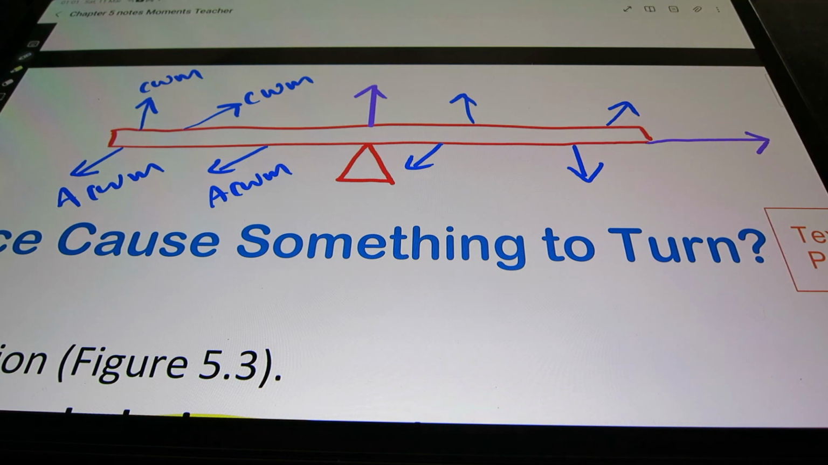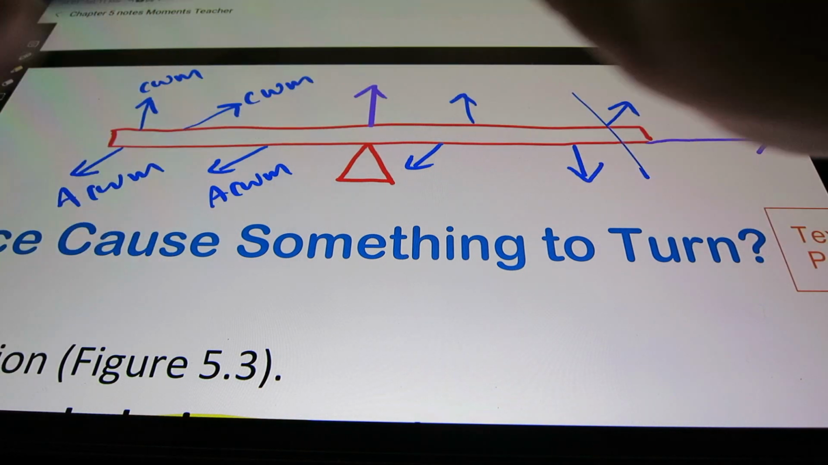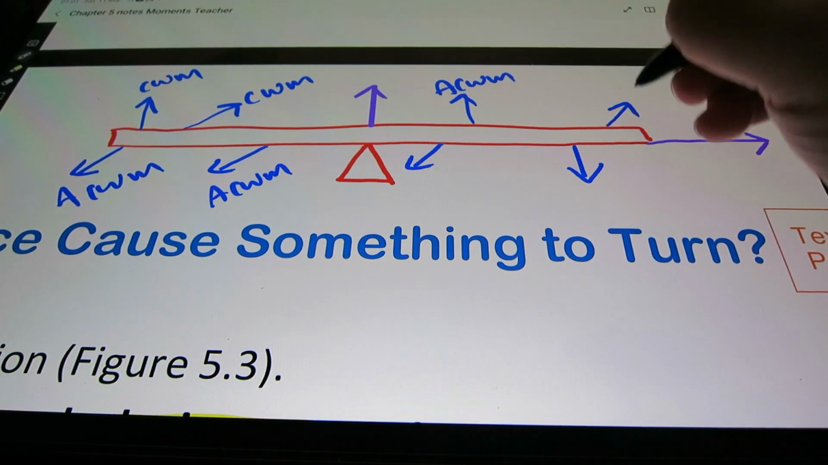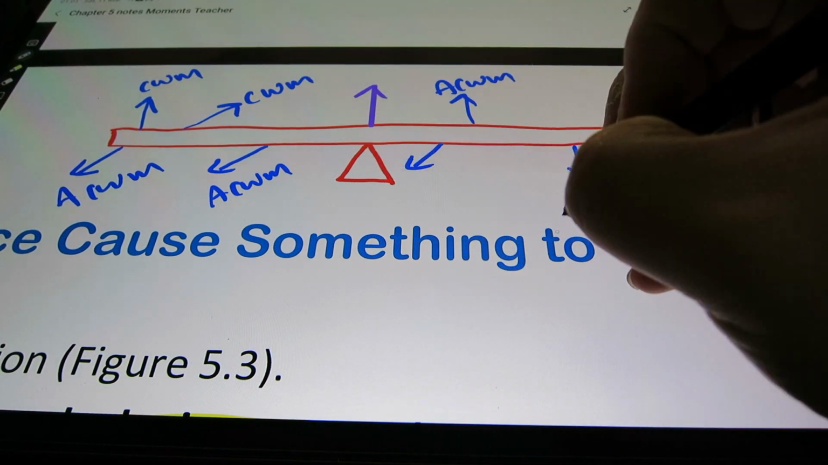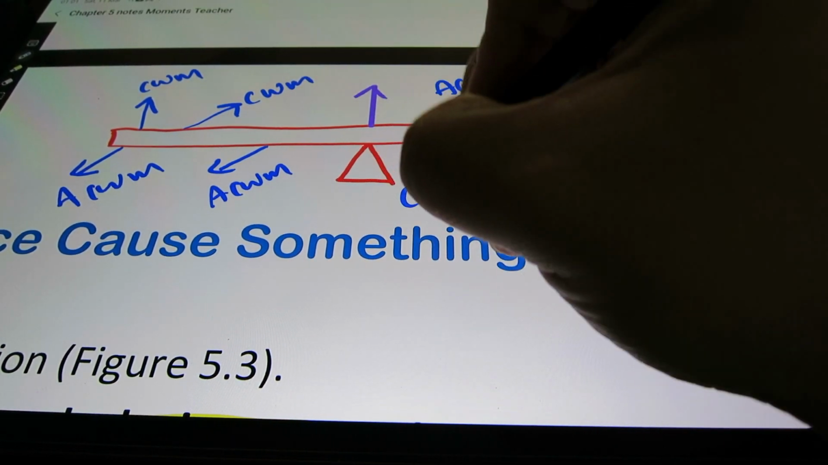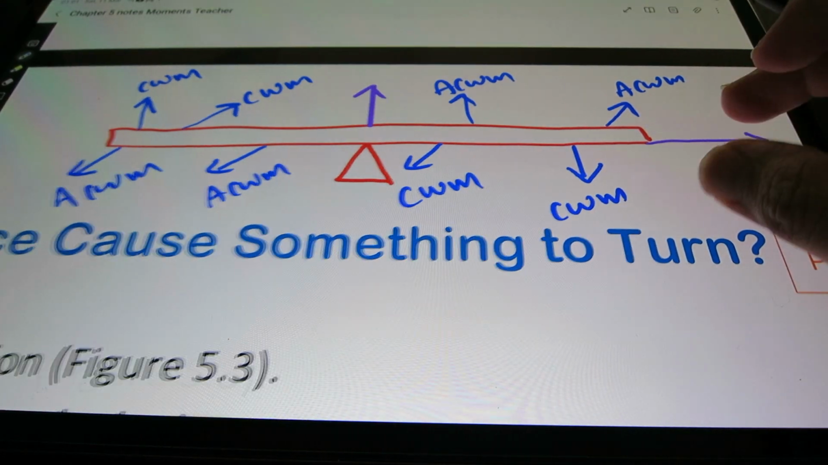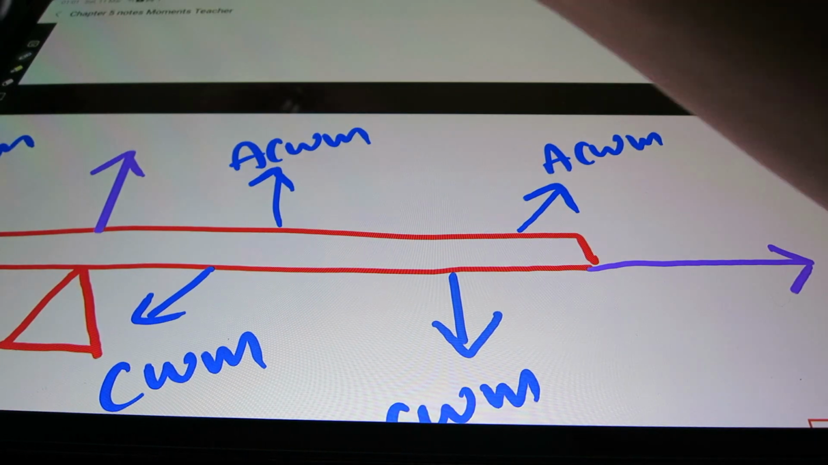Over here, if I pull it up, the seesaw will turn this way. Turn this way. So this is an anti-clockwise direction. So anti-clockwise moment, anti-clockwise moment, and this one will cause this fella to turn here, so clockwise moment, and here as well clockwise moment. Now, what happens if I have a force that is acting like that in this direction, and that is my pivot?